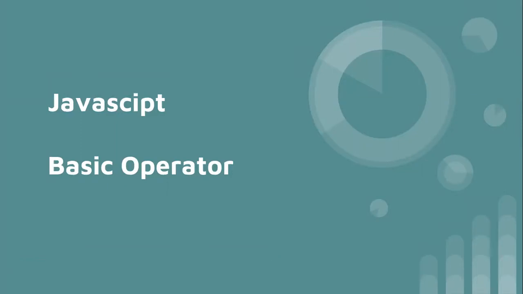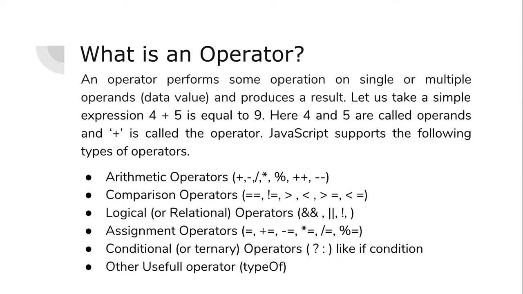Today we learn about JavaScript basic operators. So now we start from the JavaScript operators. What is an operator? An operator performs some operation on single or multiple operands and produces a result.